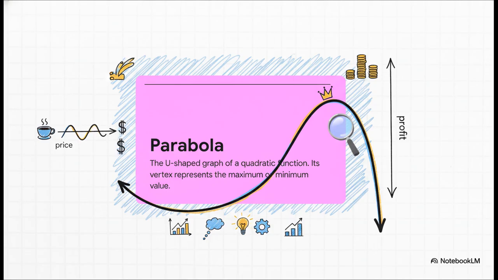But I really want you to think beyond just a simple U-shape. For us as business students, a parabola is a story. It's a narrative. Let's imagine it. The horizontal x-axis is the price of a cup of coffee. The vertical y-axis is your daily profit.